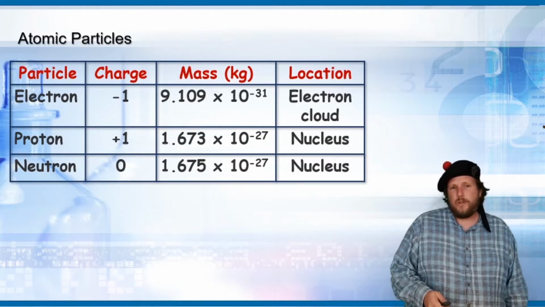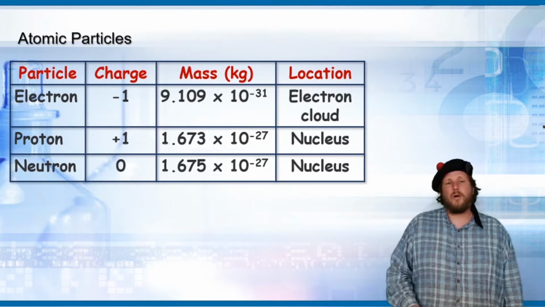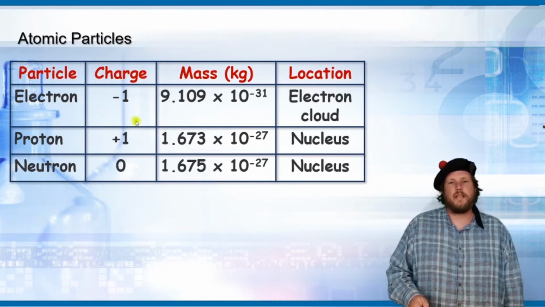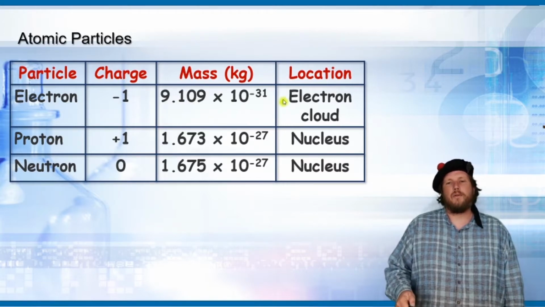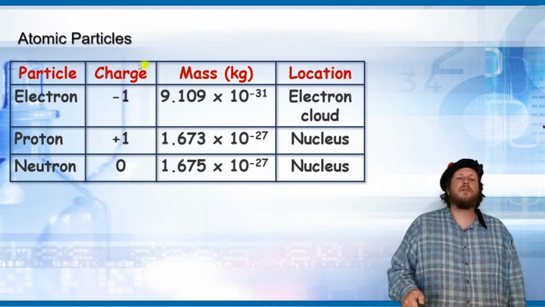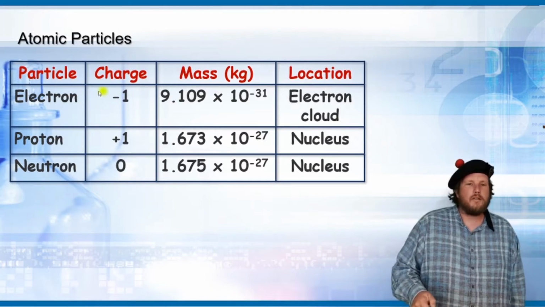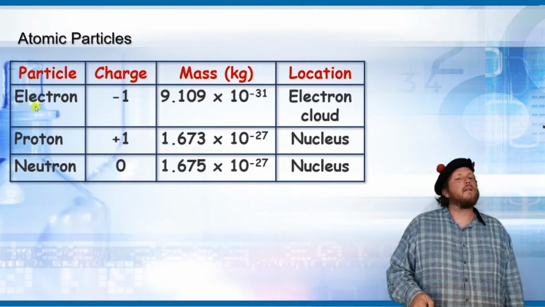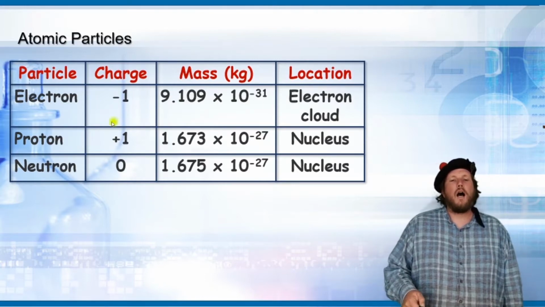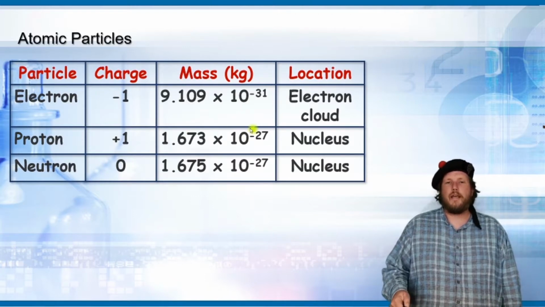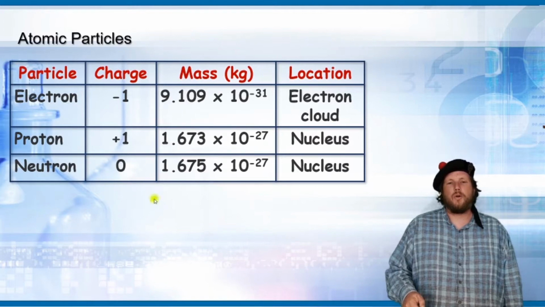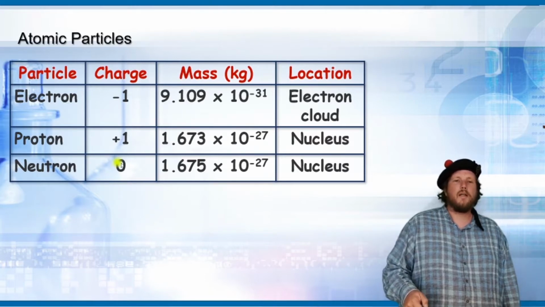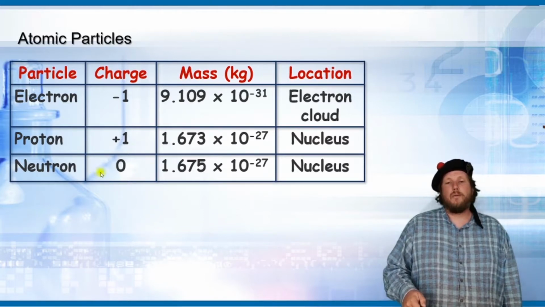So just to review real quick, we have the atomic particles. We have the electron with a charge of -1, mass of 9.109 times 10 to the negative 31st kilograms. It's in the electron cloud. Today we're mostly going to talk about the particles that are in the nucleus. We have the proton, which has a +1 charge, has its mass in kilograms, and it's in the nucleus. And then we have the neutron, which has a similar mass to the proton, as well as 0 charge.